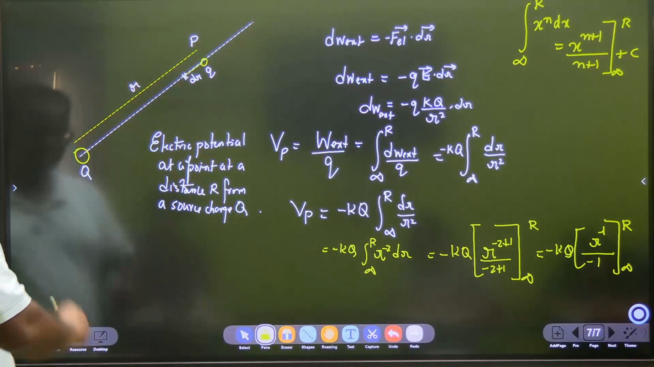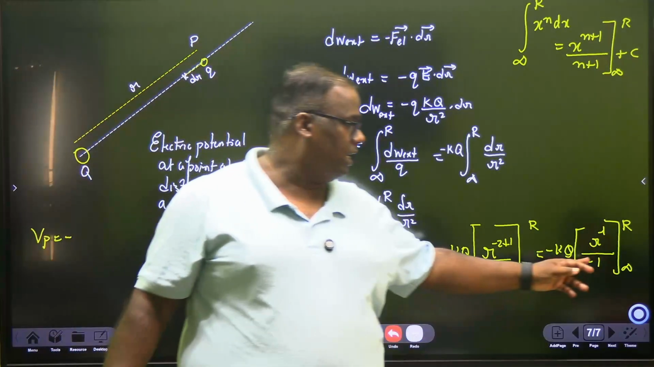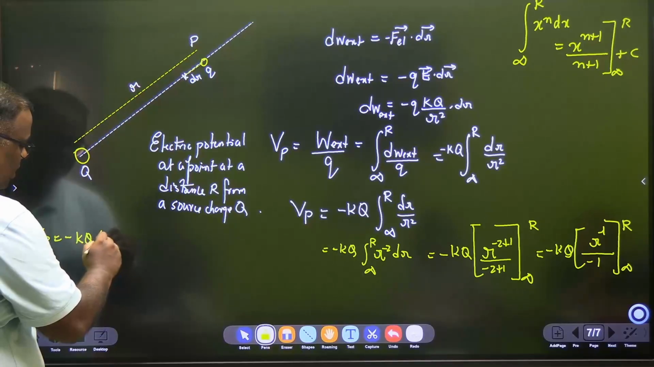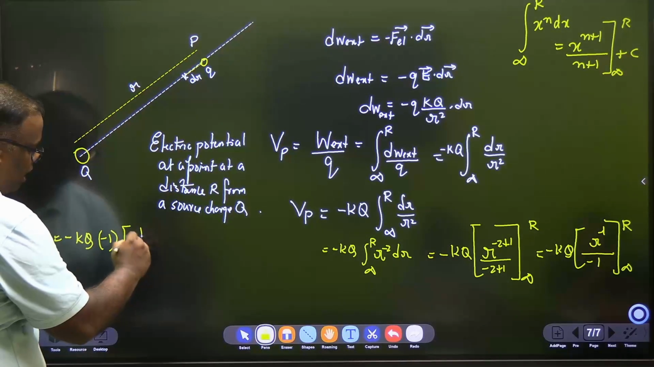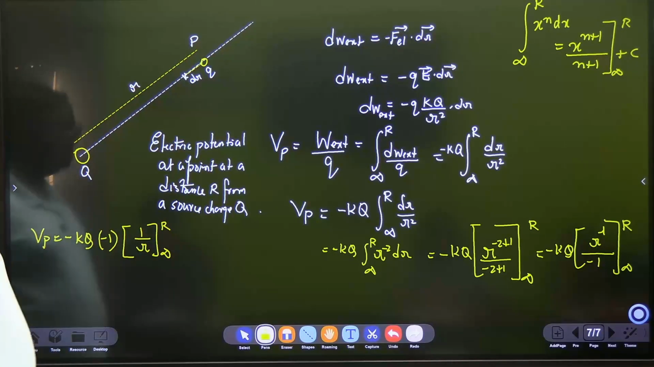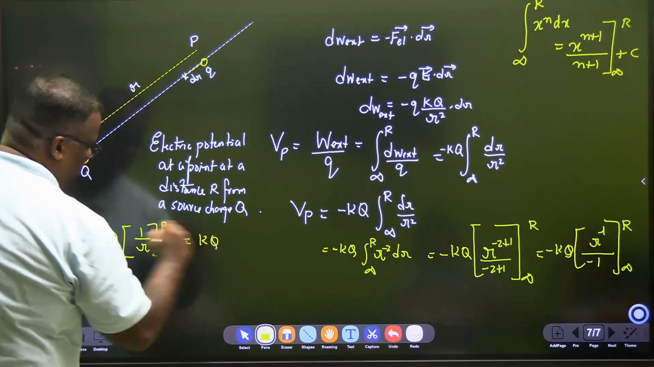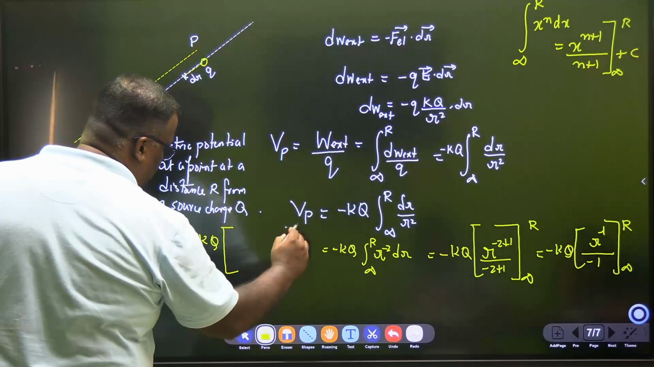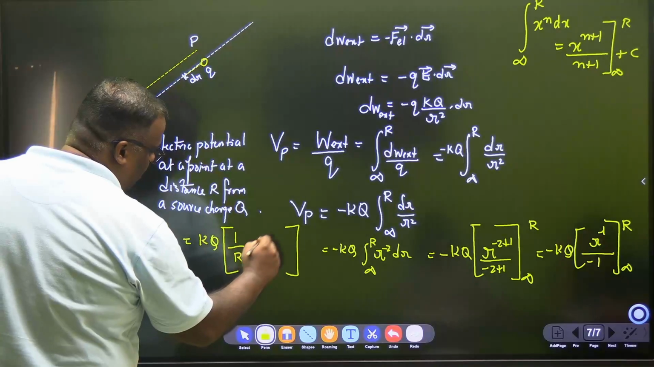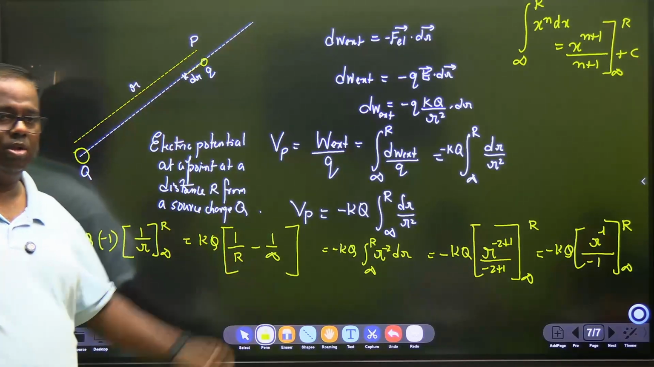Proceeding further, Vp is now equal to, see, this negative 1 can come outside. So negative kq multiplied by negative 1, and inside I am bringing 1 by r, and I am making it infinity and r. No issues? So this becomes kq. Now how do you release the limits? The limits are always upper limit minus lower limit instead of the variable: 1 upon r minus 1 upon infinity. It is 1 upon r.